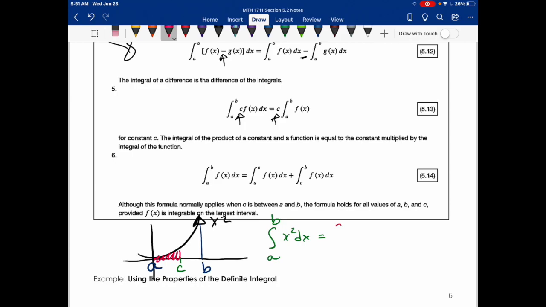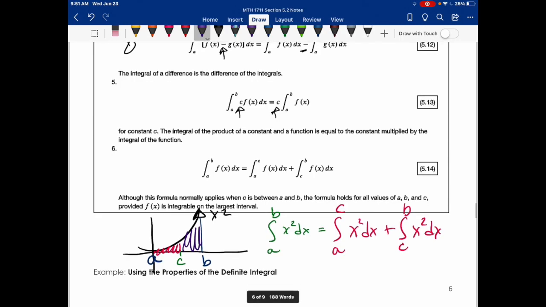I can say I'm going to take the interval from a to c, and add it to the integral from c to b. And I can find those two areas separately and add them up, and that will give me the same as the integral from a to b.